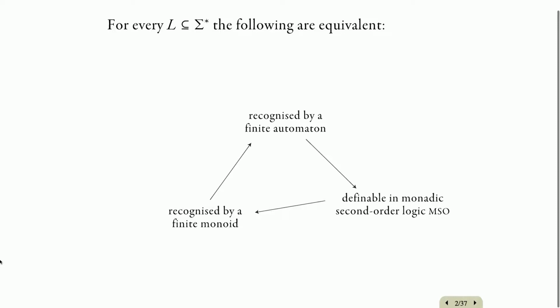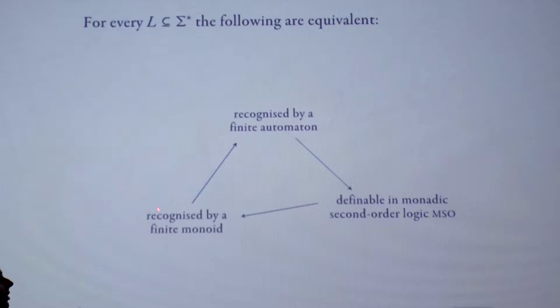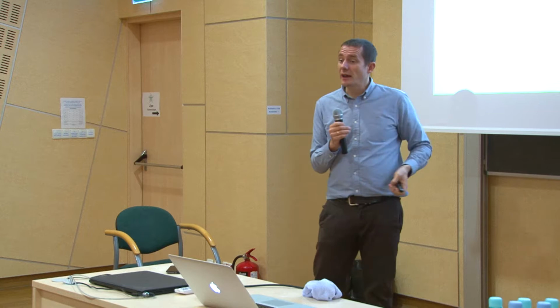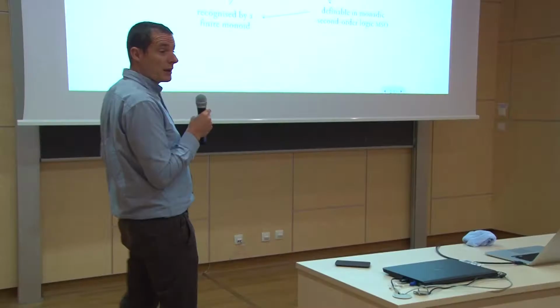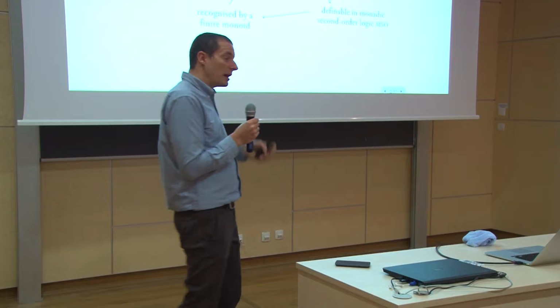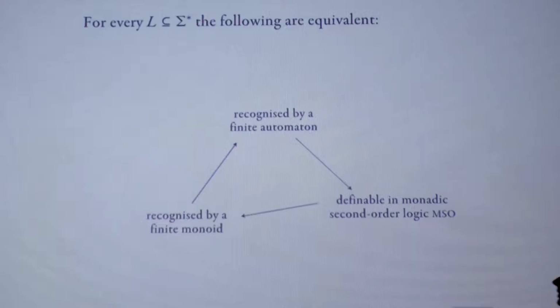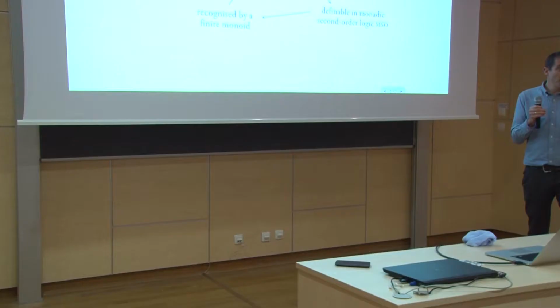And almost the entire first lecture will be about this triangle, which is also underlying some of the things that Moshe is talking about. And I am talking about finite words. I will then generalize to infinite words, but I'll start with finite words. And the result is this: for a language of finite words, there are three different, equivalent views.